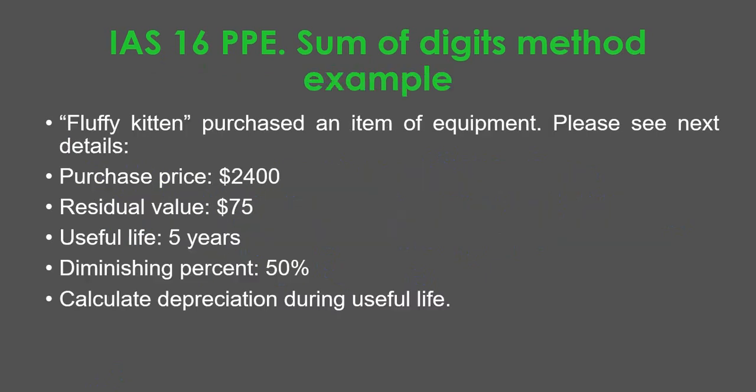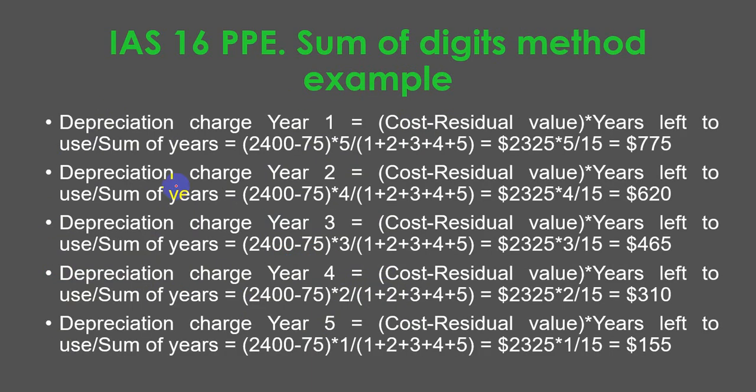So the example is almost the same. We just don't need here diminishing percent to use for this method, so we just ignore it here, and we need to calculate our depreciation using sum of digits method. So let's try to calculate it.